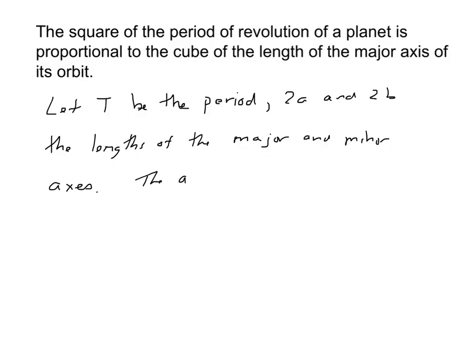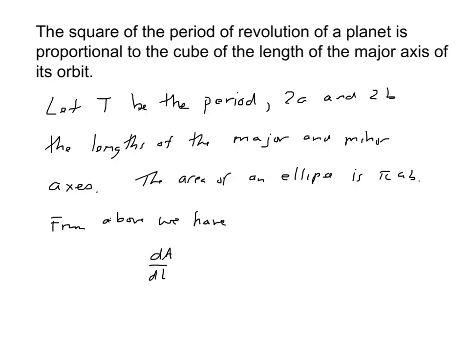We'll also need the area of an ellipse. This can be recalled from geometry, or you can prove this with calculus. The area is just pi a b. Just think of this as a generalization of the circle where the area is pi r squared. So in this case we have a and b instead of r for both of them. So from above, what we had from the second law, we have that the derivative of the area with respect to time as it sweeps out is 1/2 h.